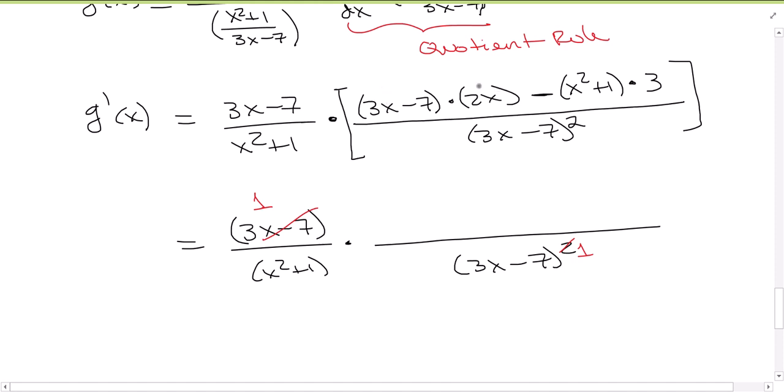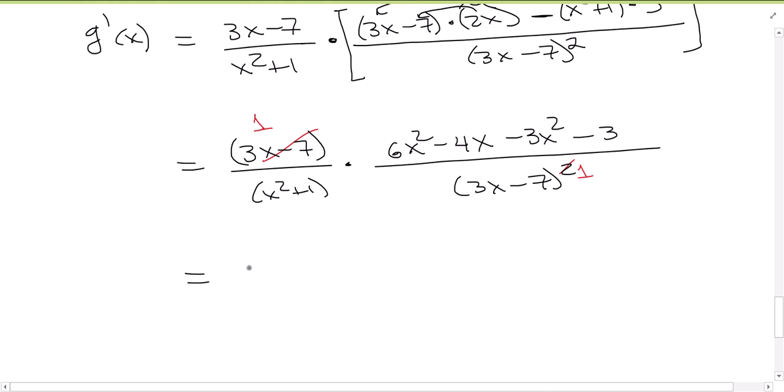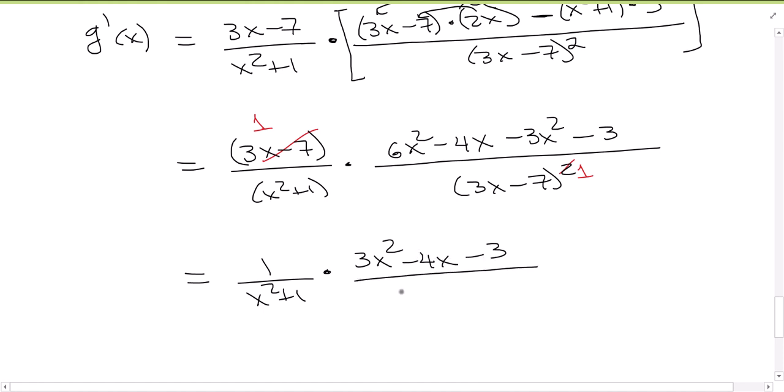Let's see, multiply. There's only one term here to bring in, so 6x squared minus 14x, and then bring in the 3 and distribute that negative, so minus 3x squared minus 3. And again, I simplify some more. Yes, so now that's gone, so I just have 1 over x squared plus 1 times 6x squared minus 3x squared, which is 3x squared minus 4x minus 3, all over, one of those went away, so I still have 3x minus 7. And can we do anything else?